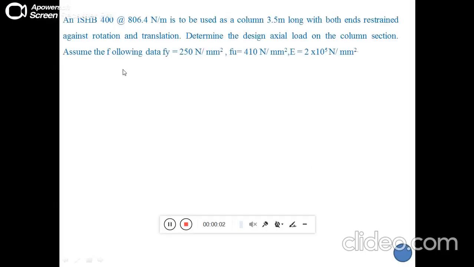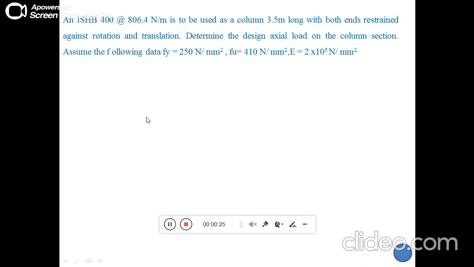In this session, we will learn about determination of design axial load on the compression members. Here is a problem. An ISHB 400 at 806.4 Newton per meter is to be used as a column 3.5 meter long with both ends restrained against rotation and translation. Determine the design axial load on the column section.